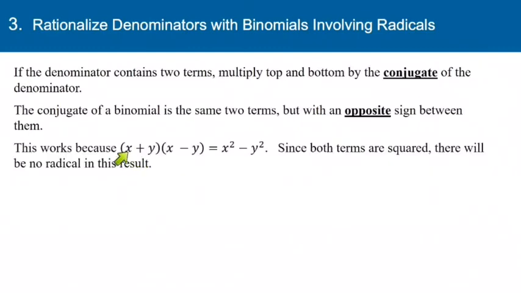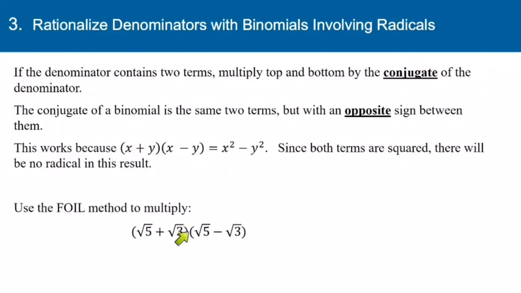So for example, x plus y and x minus y are conjugates because the only difference is the sign in the middle. So what happens when you multiply a binomial times its conjugate is that the outer and inner add up to 0, and you'll be left with just first times first minus last times last, and there's no radical there because those are squared. So let's check it out here.